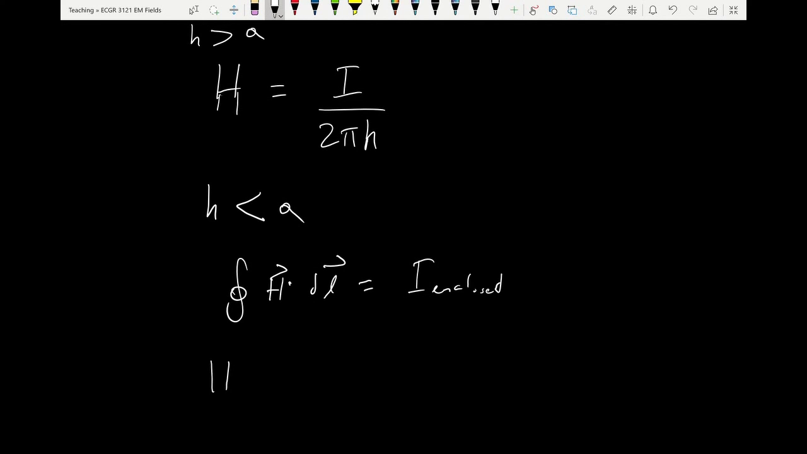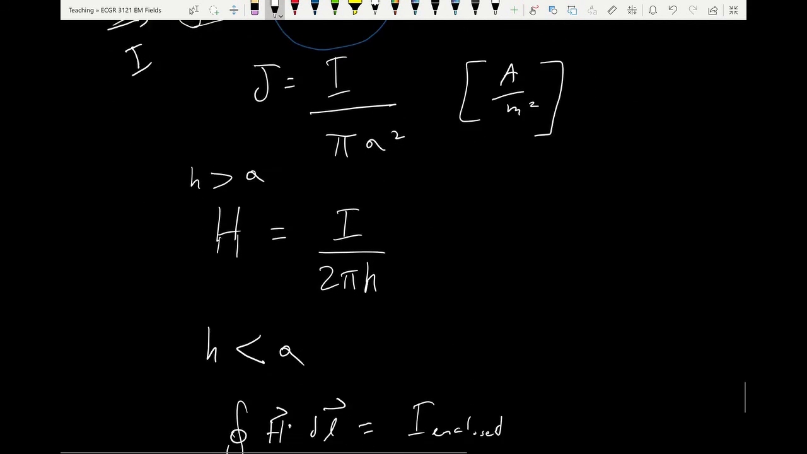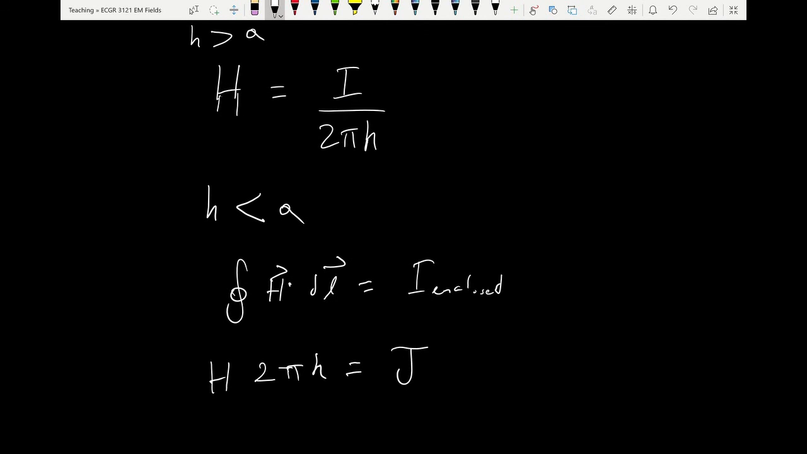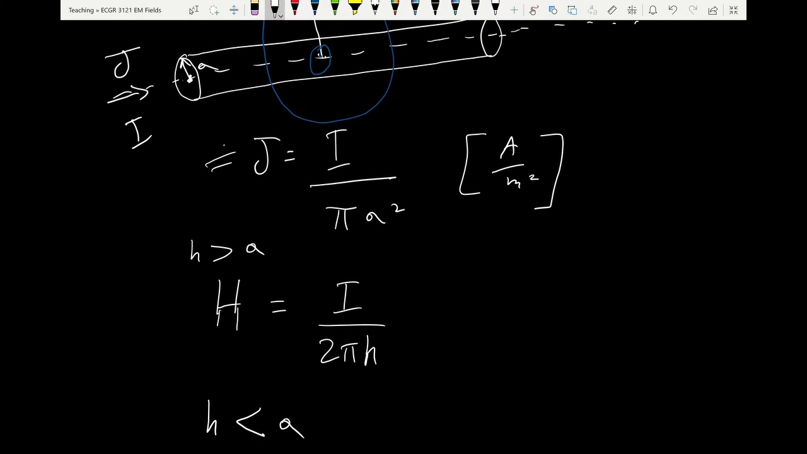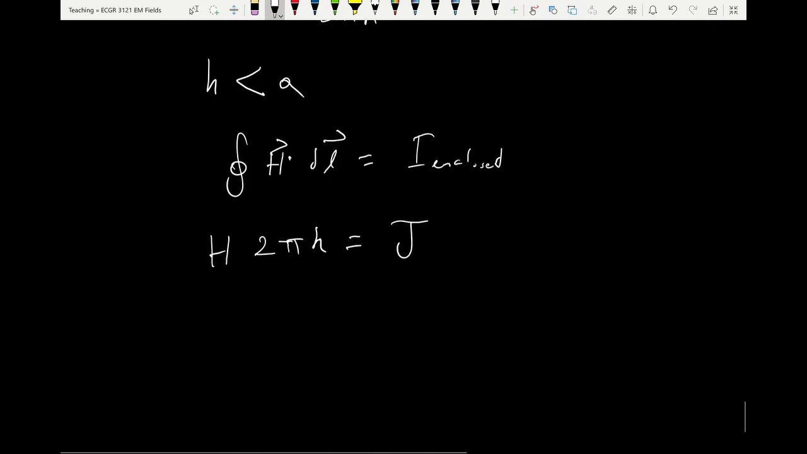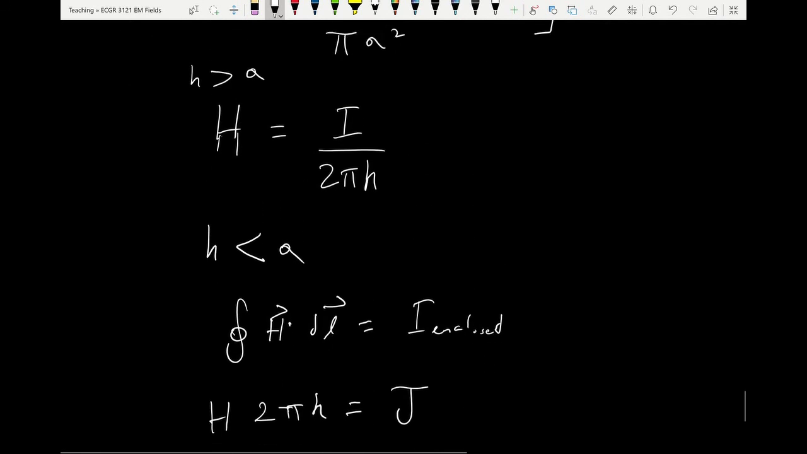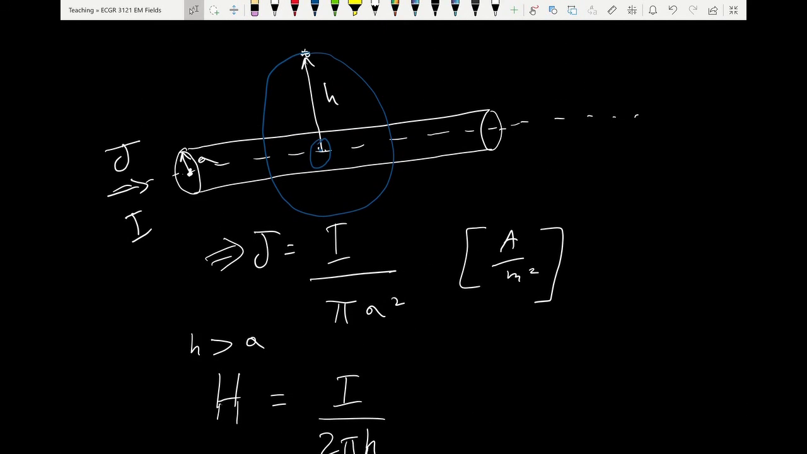Okay, so take h outside of the integral, 2 pi h, same thing, right? The circumference of the contour. Now I enclosed is going to differ. I enclosed is going to be J, the current density that we calculated here, times the reduced surface enclosed by the contour when the contour goes inside the conductor, right? So I enclosed will not be the total I, it will be some lesser amount of current. So what will that be?